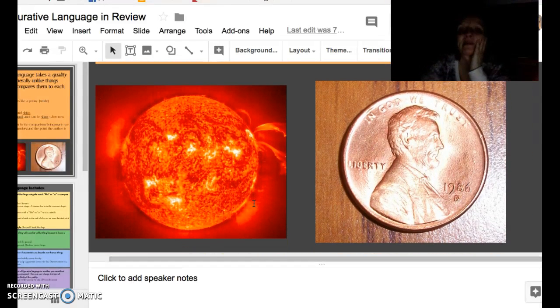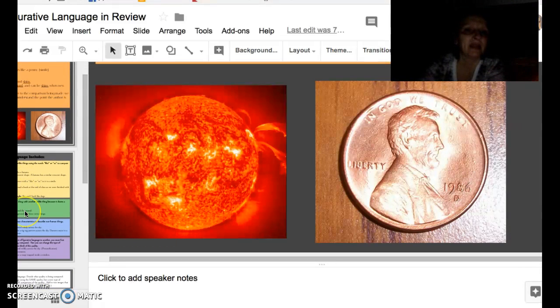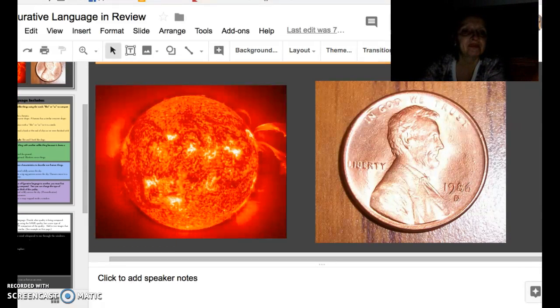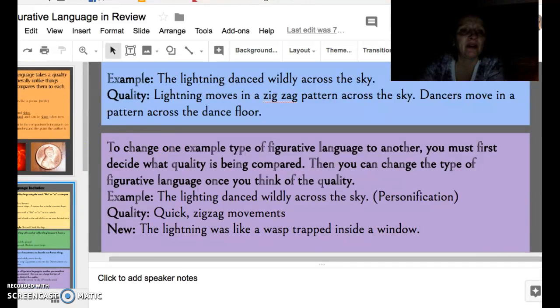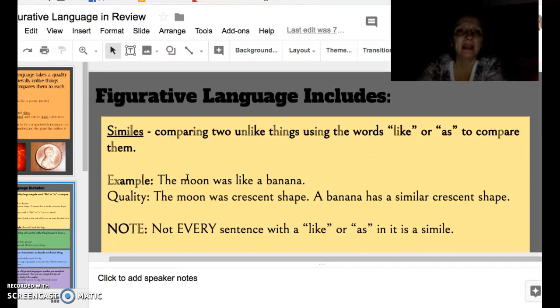And then we have an example of the sun. When you get really close to the sun, it's kind of that coppery color. It's actually not as yellow as you think. And it's shiny and bright. And then look at that penny. If the light hits it just so, it is also shiny and it's also round. Perfect, right? So down here we have an assignment.